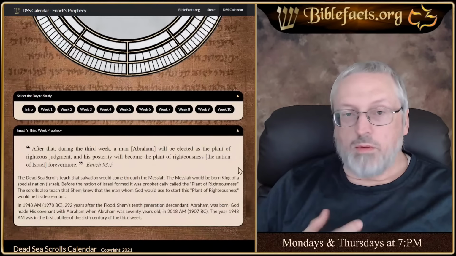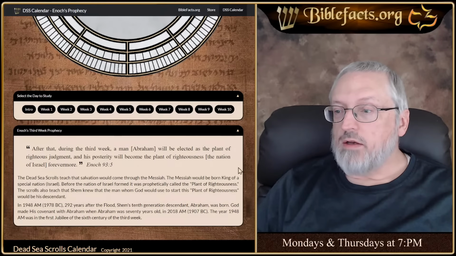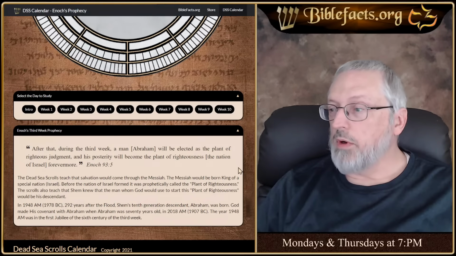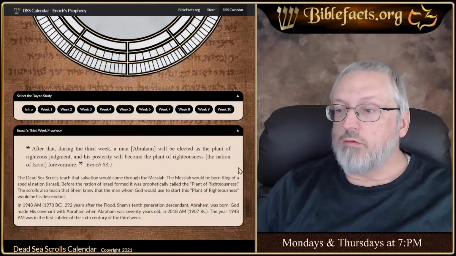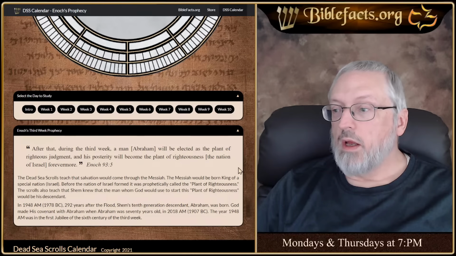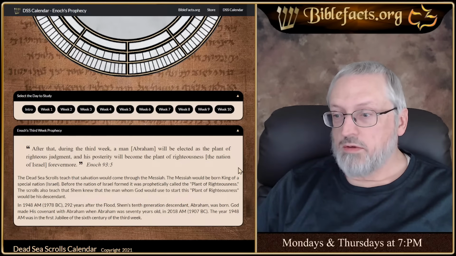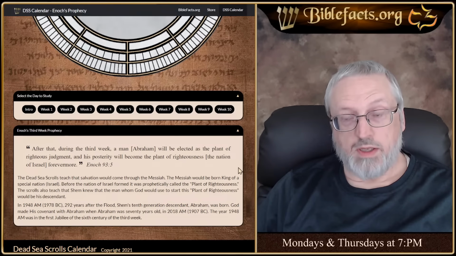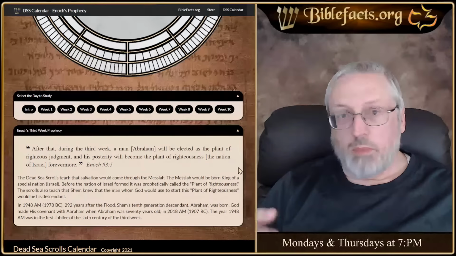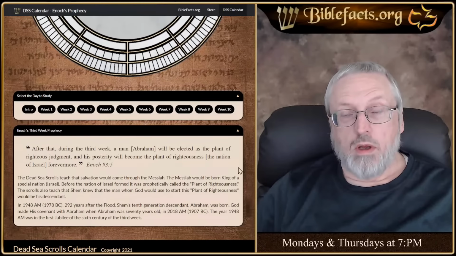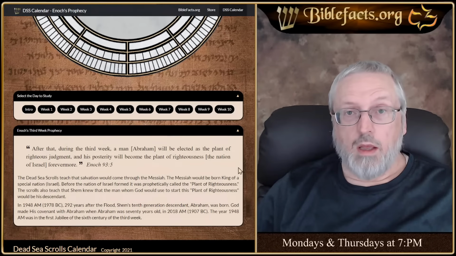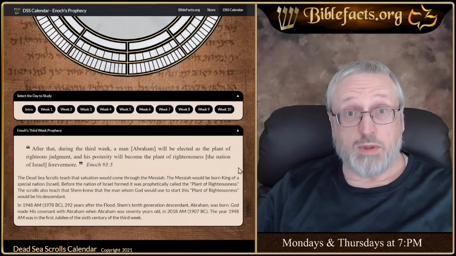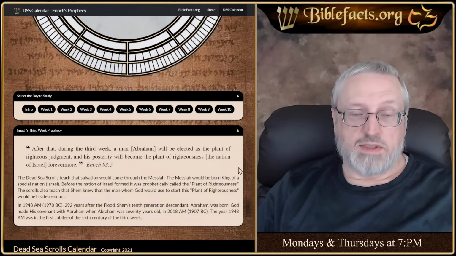So in Enoch 93:5, it says, after that, during the third week, a man, and we understand it later to be Abraham, will be elected as a plant of righteous judgment, and his posterity will become the plant of righteousness forevermore. Now, in the scrolls, it talks about the plant of righteousness, and it explains it. The idea that plants or trees are nations, Gentile nations. But somewhere along the line, there will be this special plant of righteousness, and that's the Jewish nation. From that nation, the Messiah comes.